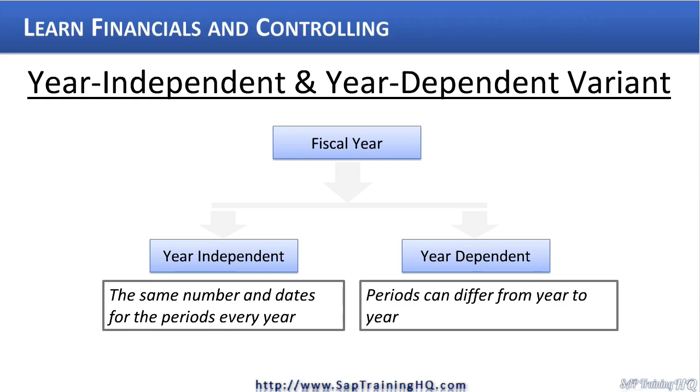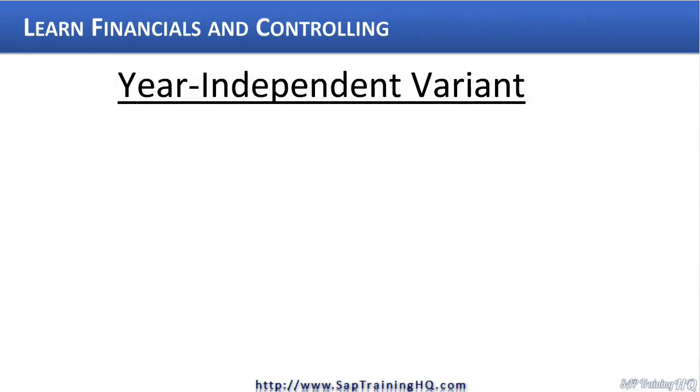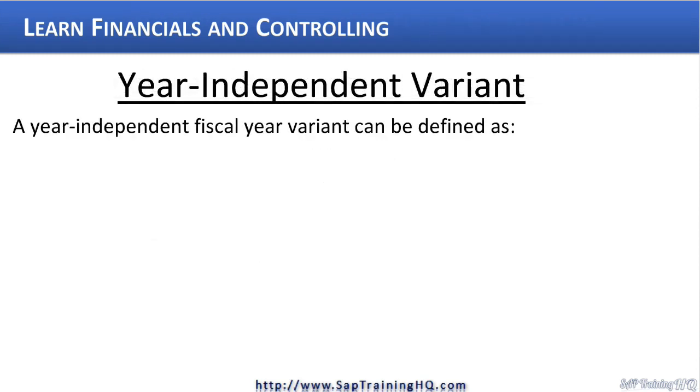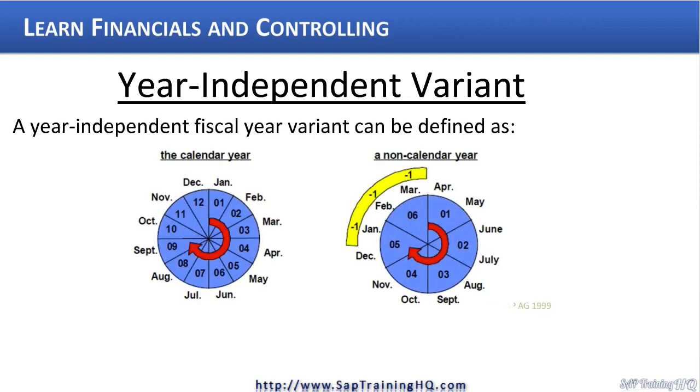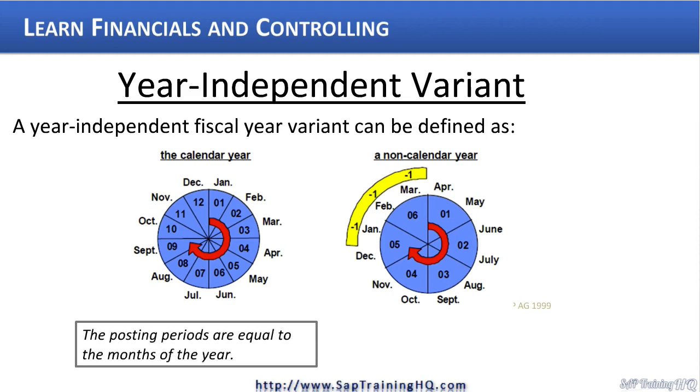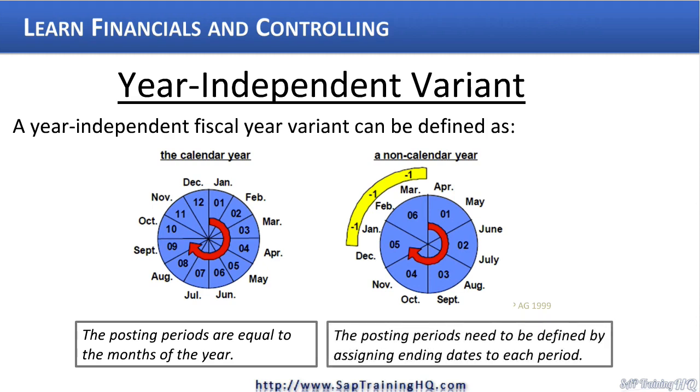Let's dig into the year-independent variant a little more. A year-independent fiscal year variant can be defined as a calendar year or a non-calendar year. If the fiscal year is defined as a calendar year, the posting periods are equal to the months of the year. Therefore, a calendar year variant must have 12 posting periods. If the fiscal year is defined as a non-calendar year, the posting periods need to be defined by assigning ending dates to each period. A non-calendar year can have between 1 and 16 posting periods.